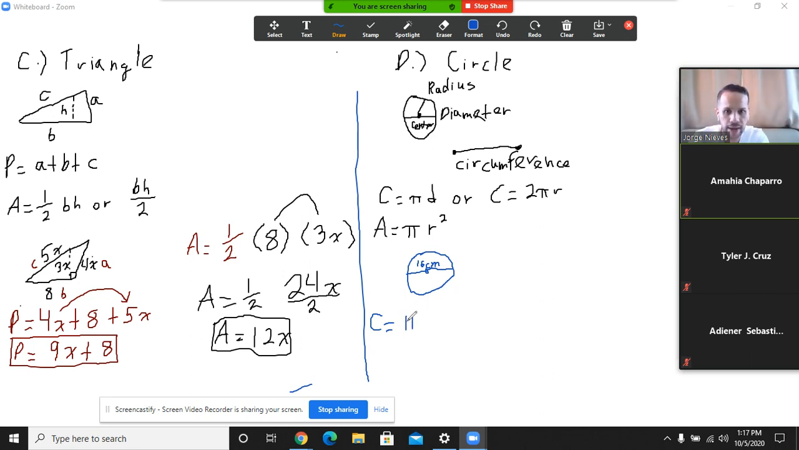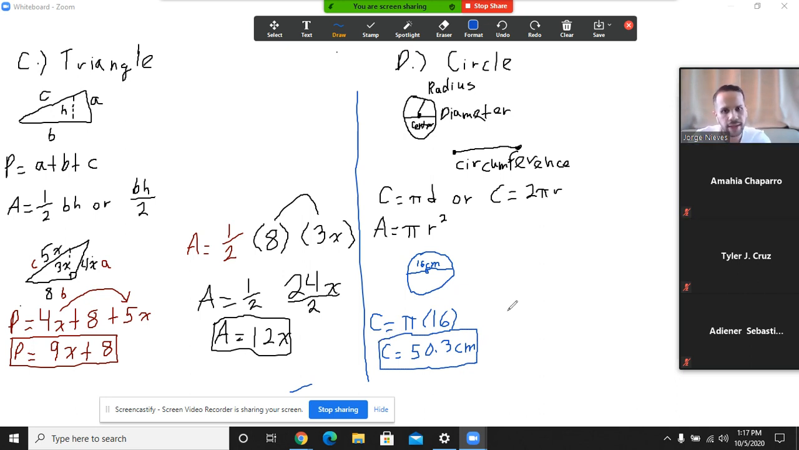So it's going to be pi times the diameter, that is 16. So I'm going to multiply pi times 16, and that is 50.26. Or we could just say 50.3, okay? And that is centimeters, okay? Any questions about how to find the circumference, having the diameter? ¿Estamos? So now let's work the area of this circle, okay?